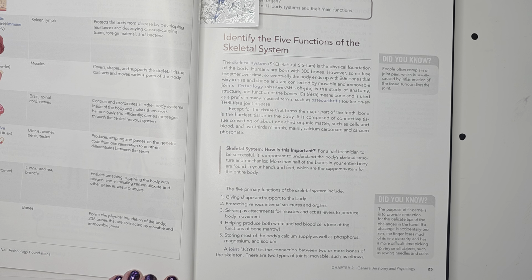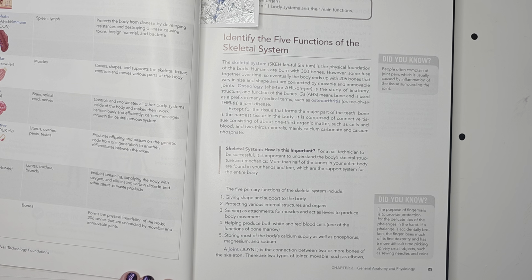The reproductive system is the uterus, ovaries, penis, and testes, produces offspring and passes on the genetic code from one generation to another, differentiates between the sexes. The respiratory system: lungs, trachea, and bronchi, enables breathing, supplying the body with oxygen, and eliminating carbon dioxide and other gases as waste products. The skeletal system is bones, forms the physical foundation of the body, 206 bones that are connected by movable and immovable joints.